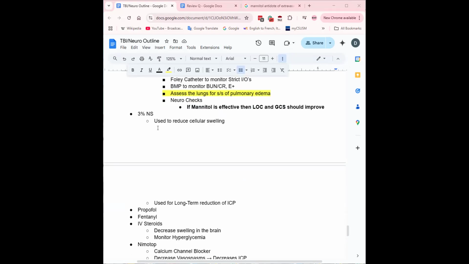So then 3% normal saline, decreased cellular swelling again, but this one's more long term. It's going to have practically the same stuff. And according to this one you hold specifically if the osmolarity is a certain amount.